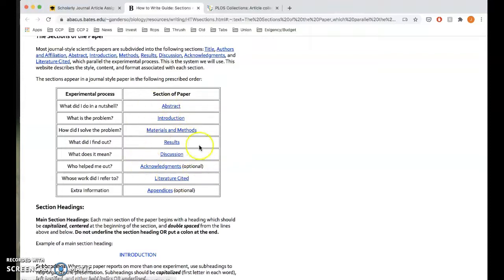So I want you to be familiar with that so that you don't get overly intimidated when you look at these journal articles, okay? Because this is the structure that you can look at and it can help guide you, like, okay, this is an introduction. I've got to figure out what the problem is. Materials and methods, how did they solve it? Results, what did they find out? Okay, so you can use this as a guide to walk you, to hold your hand through the process of looking at this article.